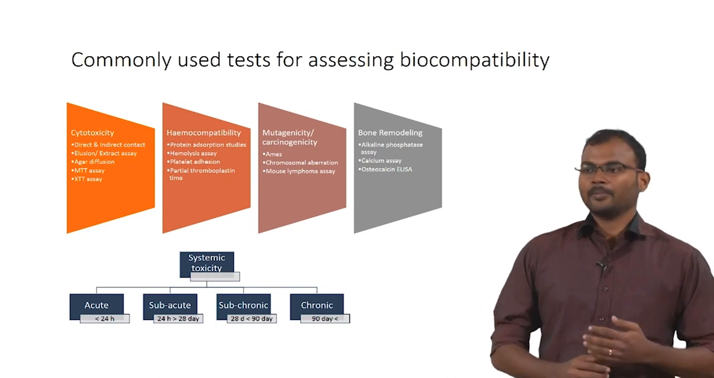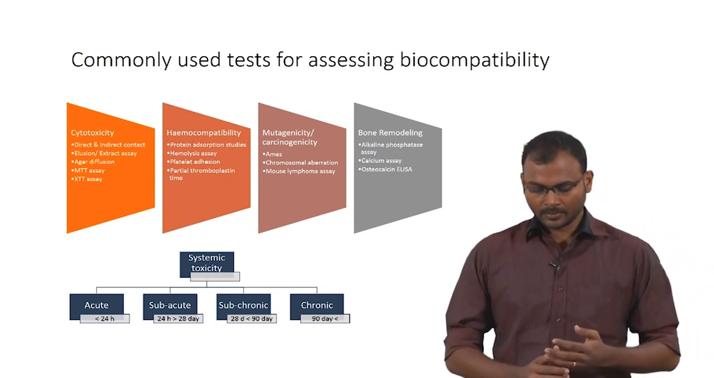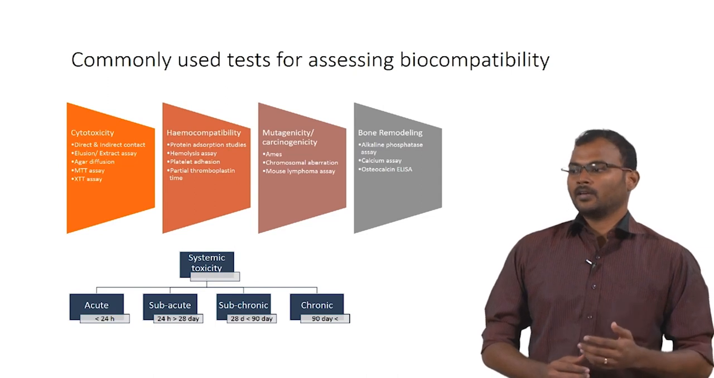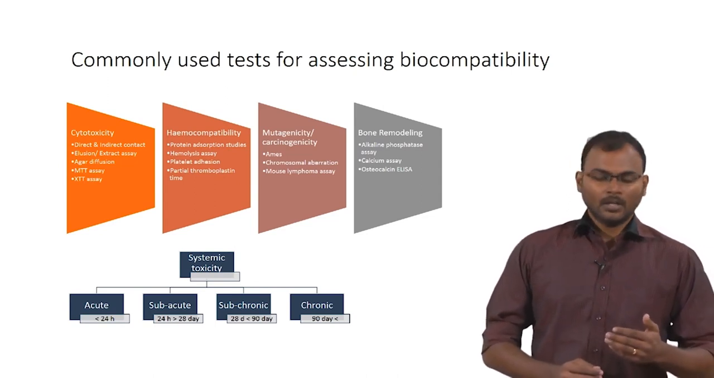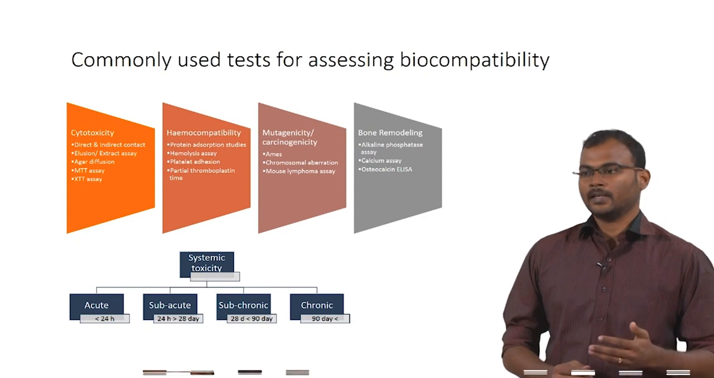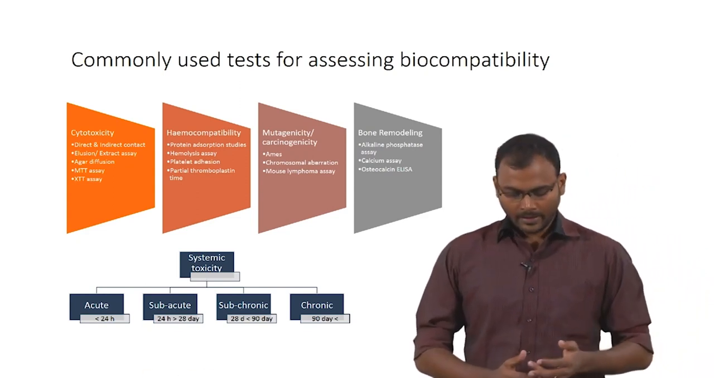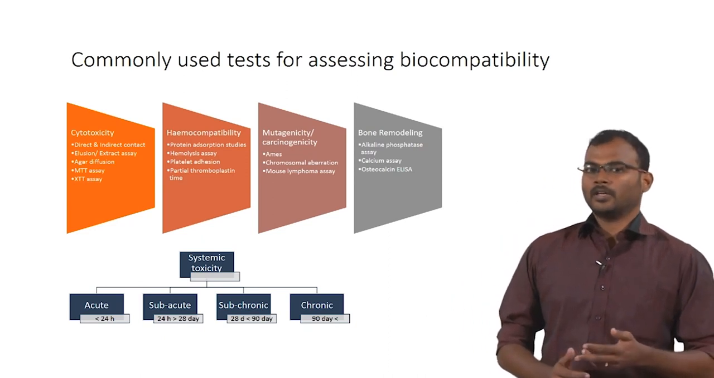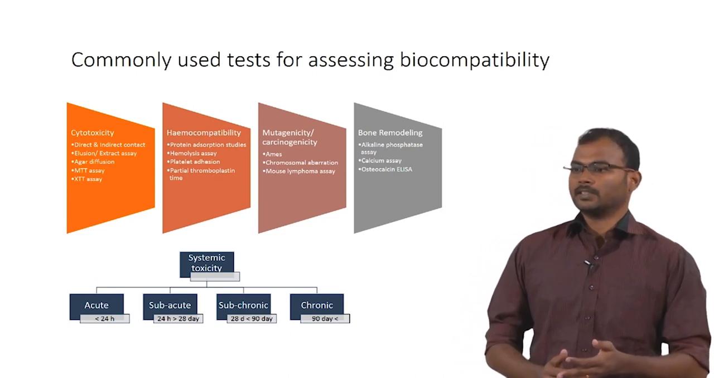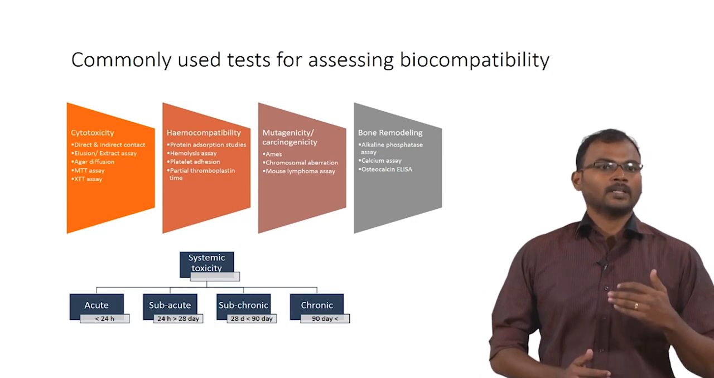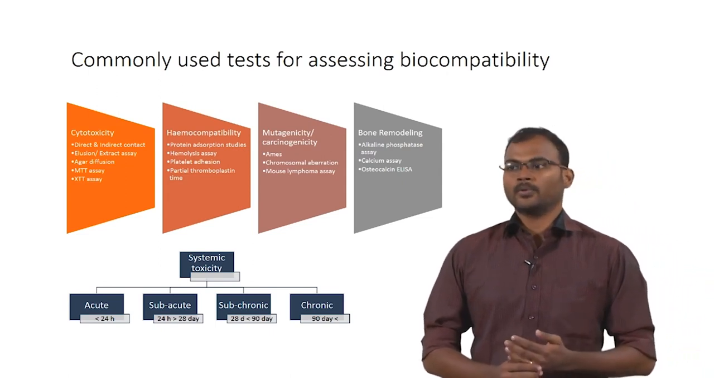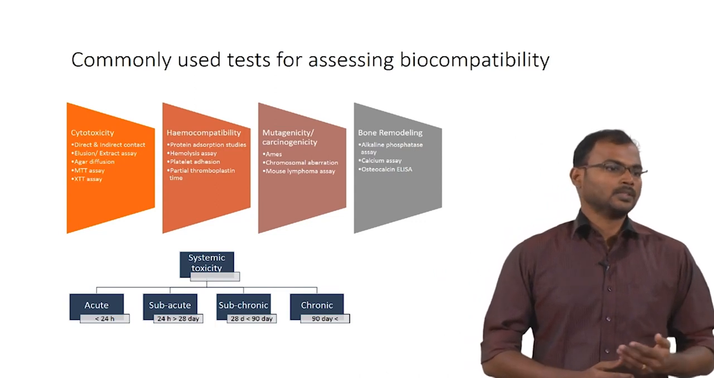In bone remodeling, the main factors we look at include the alkaline phosphatase assay. When you are using a dental implant or orthopedic implants with bone cements, that will lead to integration of host cells, osteoblast cells, and an increase in calcium content and phosphate content, and osteocalcin is a major marker for bone cells. If there is an increase in these factors, you can estimate them using these assays and find out whether your material or bone scaffold improves bone cell integration within the scaffold.